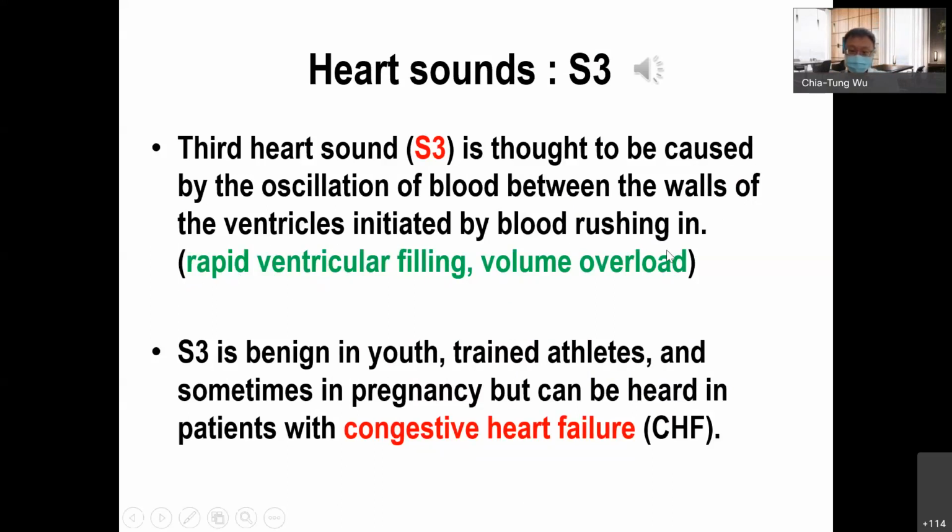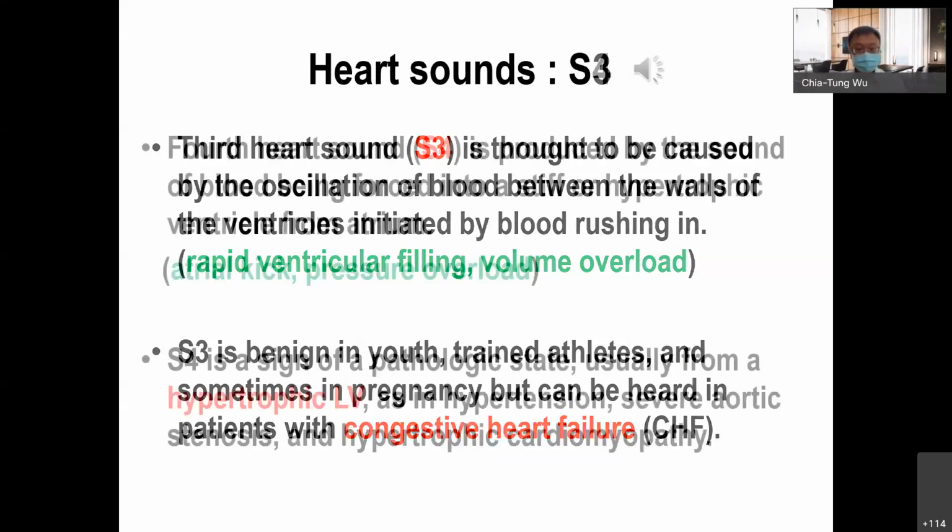So usually it means we have a status called volume overload, with more blood in our atrium and ventricle, and we can hear S3. S3 may be benign in some young people, in athletes, and in pregnant mothers, but it can also be heard in some pathological states, such as patients with heart failure. I will explain the pathophysiology of heart failure in the next session.